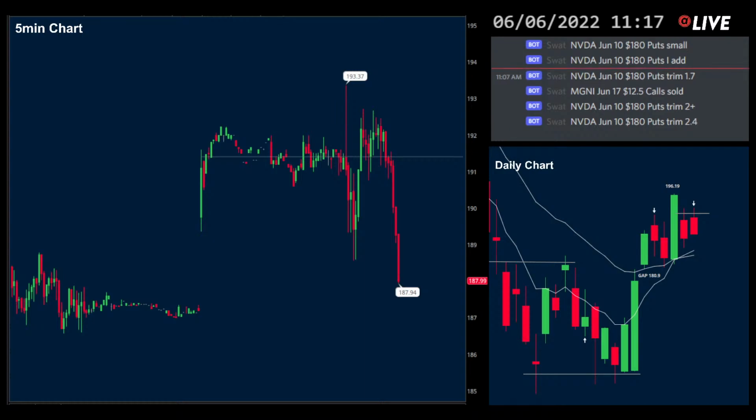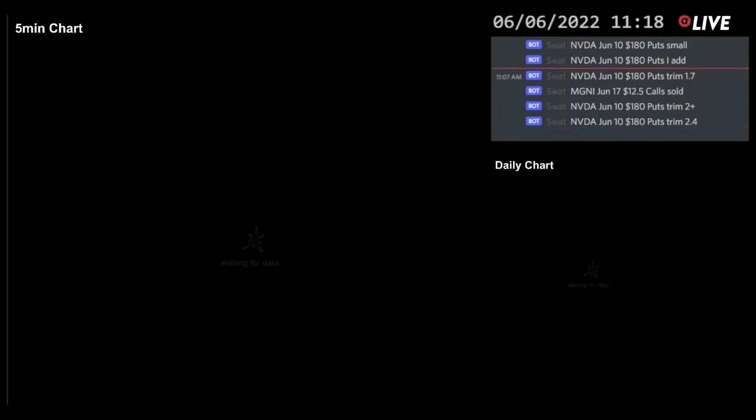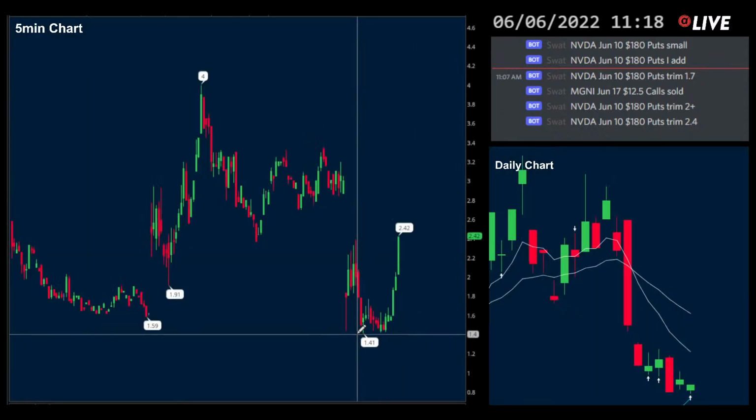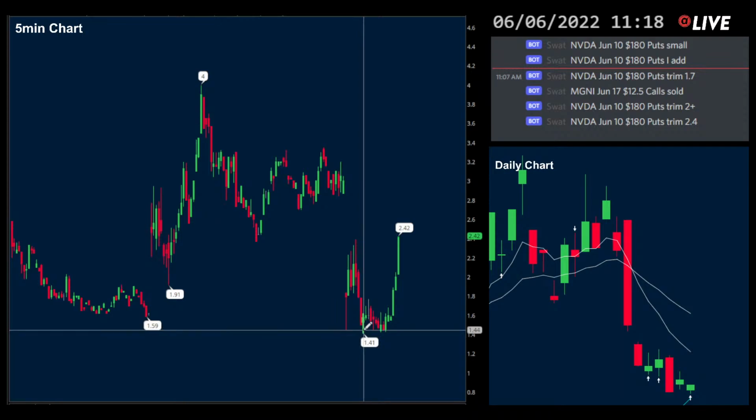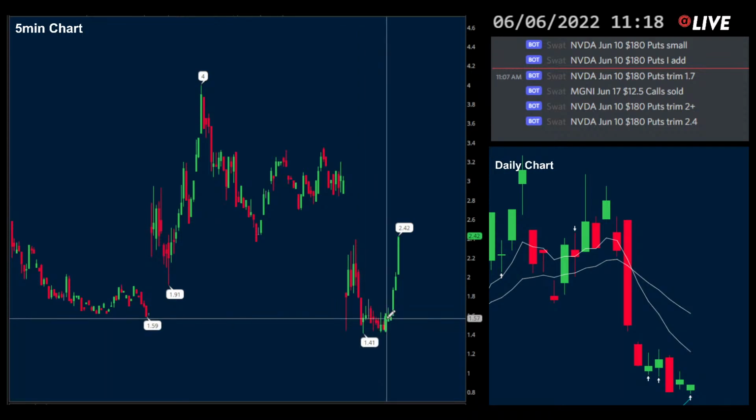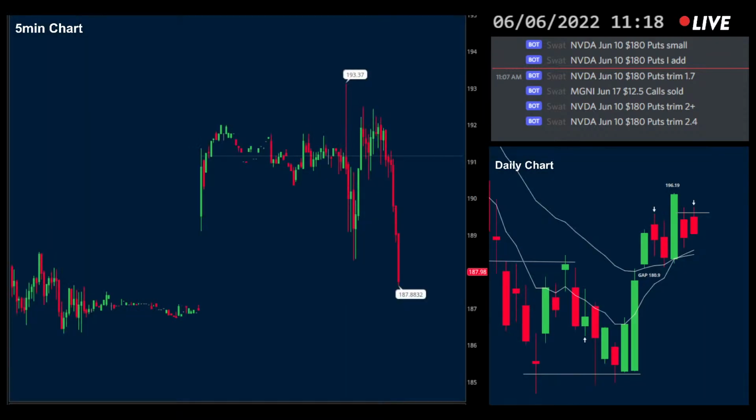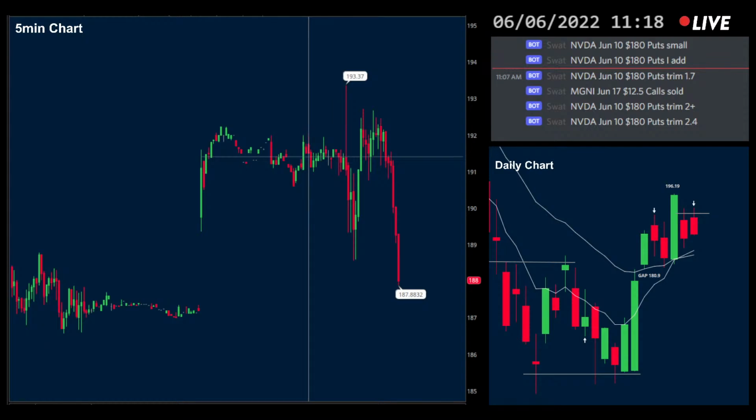Trimming some at 240. So we got puts on NVIDIA, puts 180. It's time stamped. The low of the day 141. My average at 156 and right now 242. So from 156 all the way into 242 as we speak. I trimmed some at 240 and riding the rest.